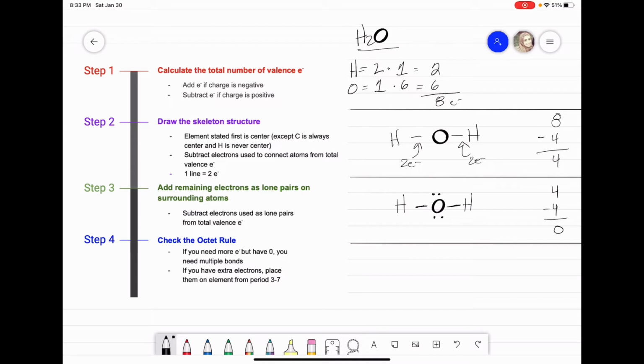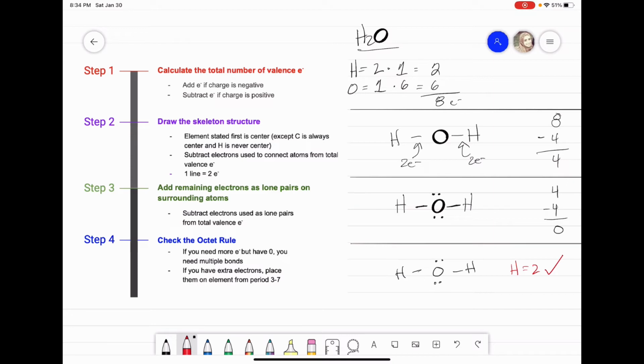Okay. Now it says check for the octet. So I'm just going to draw this here again. I keep redrawing it just so that it's clear what I'm doing in each step. So let's count it. So hydrogen has 2 and this hydrogen has 2. So each hydrogen has 2 electrons, so that's good because that's the max that it's allowed to have. You are not to have anything else other than 1 line on hydrogen.